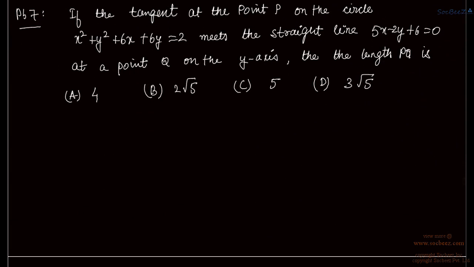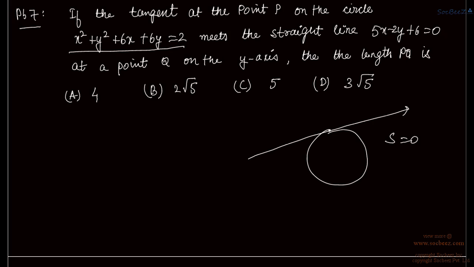So now moving to the next question. We have a circle x square plus y square plus 6x plus 6y is equal to 2 and a tangent at point P on this circle. So this tangent at point P meets the straight line at point Q, which is on the y-axis. So the length PQ is. So we have a circle, say S is equal to 0, where S is given by this equation.